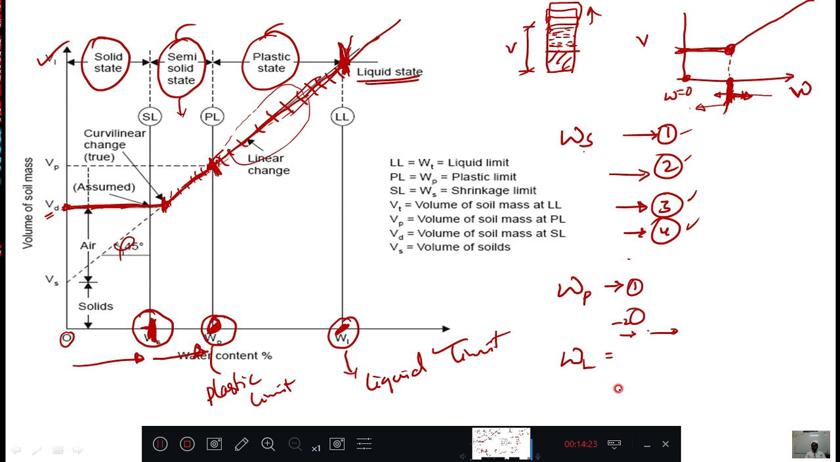Okay. Next, liquid limit. Liquid limit is the maximum water content at which the soil loses plasticity. Liquid limit is the water content from which the soil loses shear strength. These are the definitions for consistency limits.